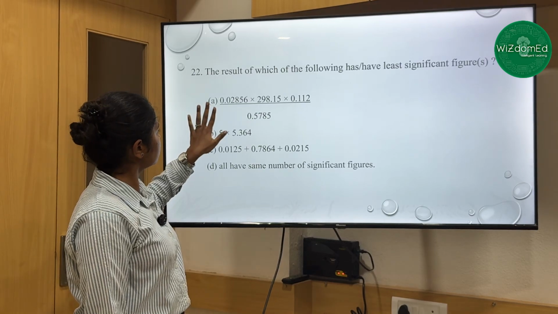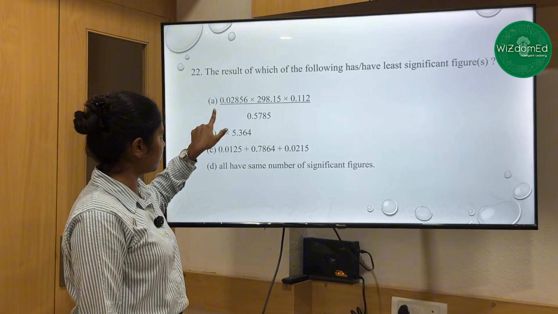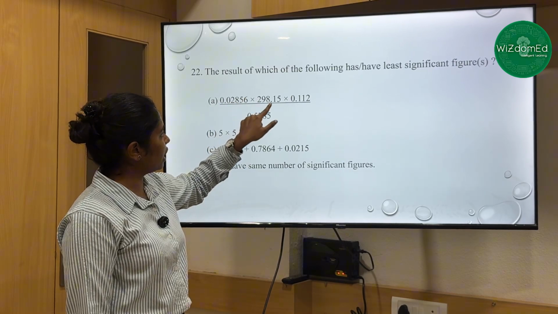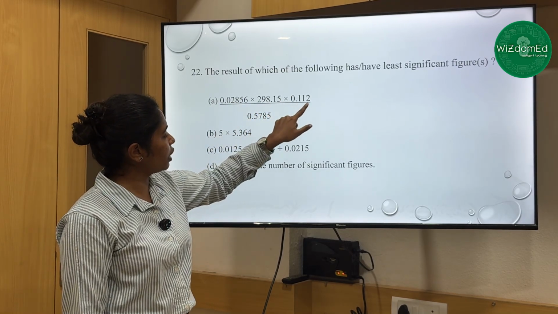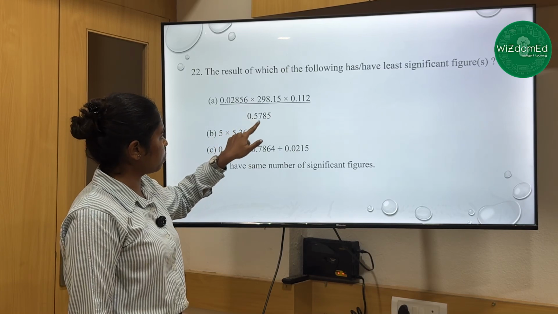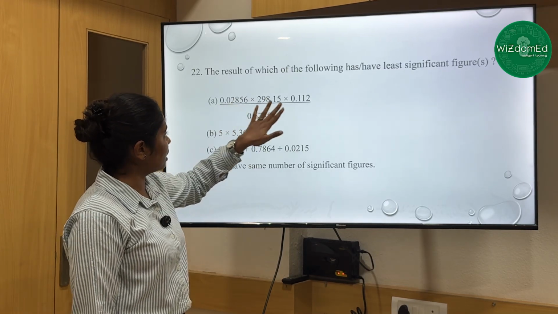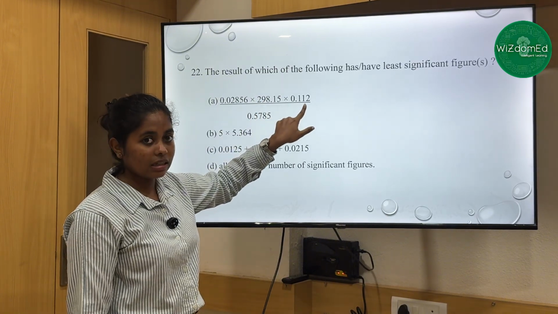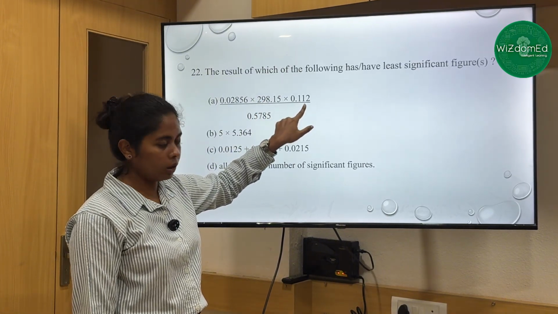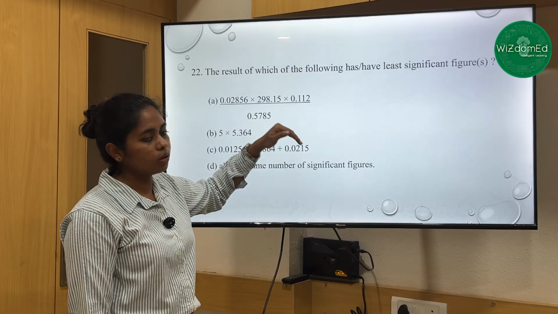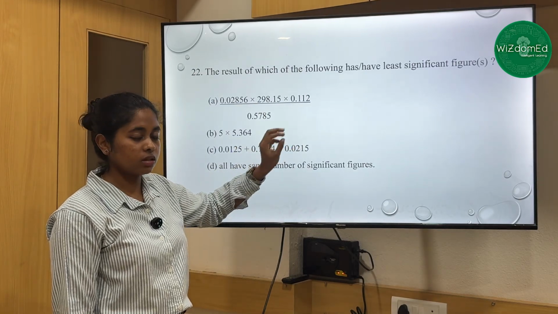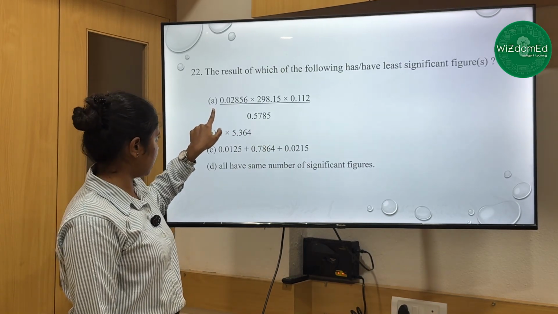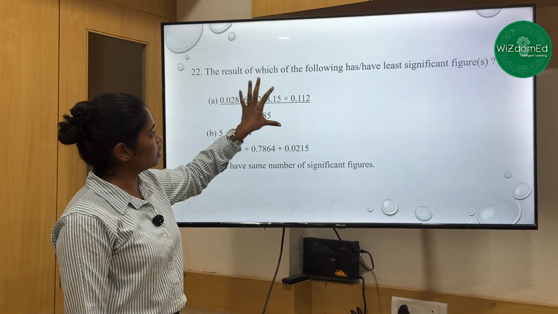So the only option left is option A, which is 0.02856 into 298.15 into 0.112 whole divided by 0.5785. In this option, the least is 3 significant figures in 0.112. So the answer is also going to have the least number of significant figures, which is 3. Hence the right answer for this question is option A, which has these kinds of multiple factors.